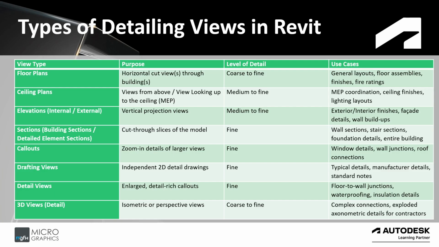Then you also have 3D detailing for isometric or perspective views, with coarse to fine level of detail. You can determine how much detail you want to show, whether it's for a realistic view, or wireframe, or hidden lines. That is for complex connections, exploded axonometric details for contractors, and other types of 3D detailing. These are just the main views available in all projects.